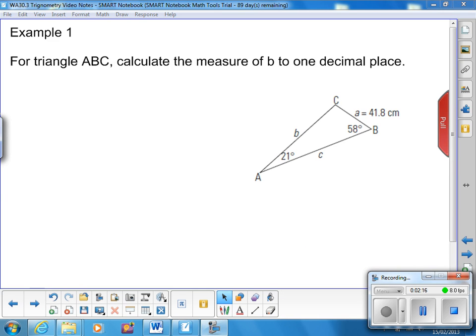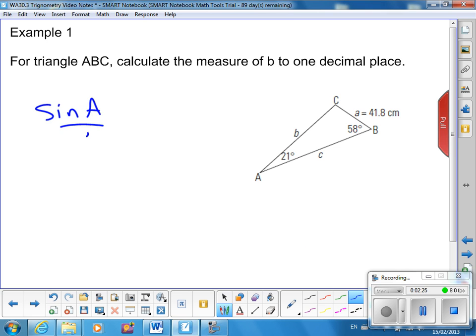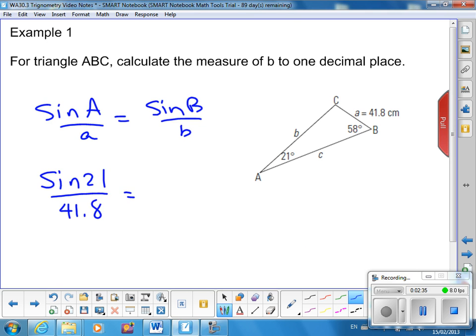So let's look at example 1. For triangle ABC, calculate the measure of b to 1 decimal place. So we have sine A divided by a equals sine B divided by b. Sine of A is 21 degrees. The side a is 41.8. Sine B is 58. And side b, we don't know.